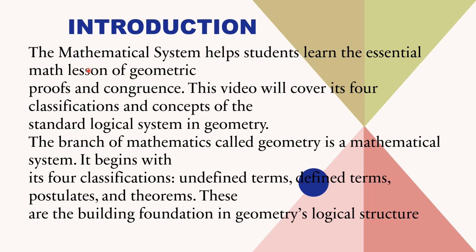All right. So the mathematical system helps students learn the essential math lessons of geometric proofs and congruence. This video will cover its four classifications and concepts of the standard logical system in geometry. The branch of mathematics called geometry is a mathematical system. It begins with its four classifications: undefined terms, defined terms, postulates, and theorems. These are the building foundation in geometry's logical structure.